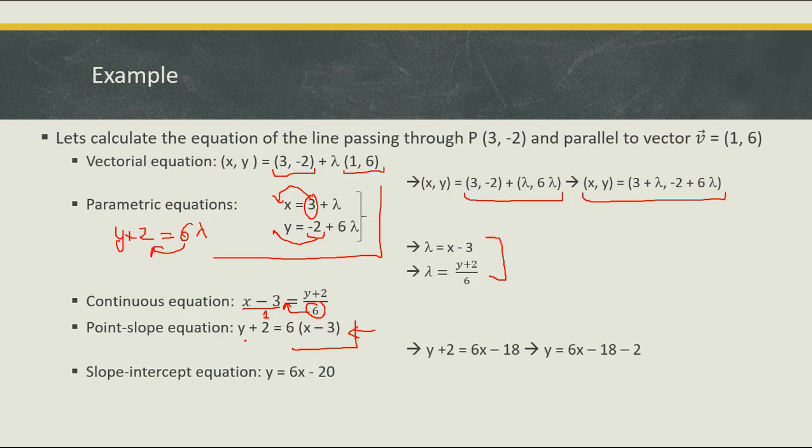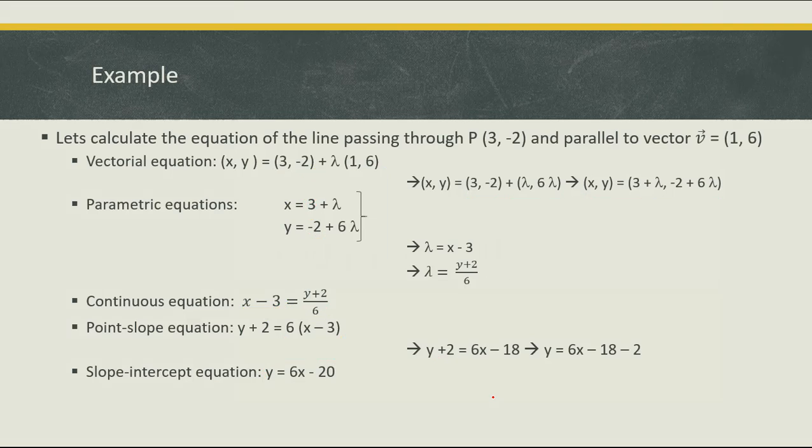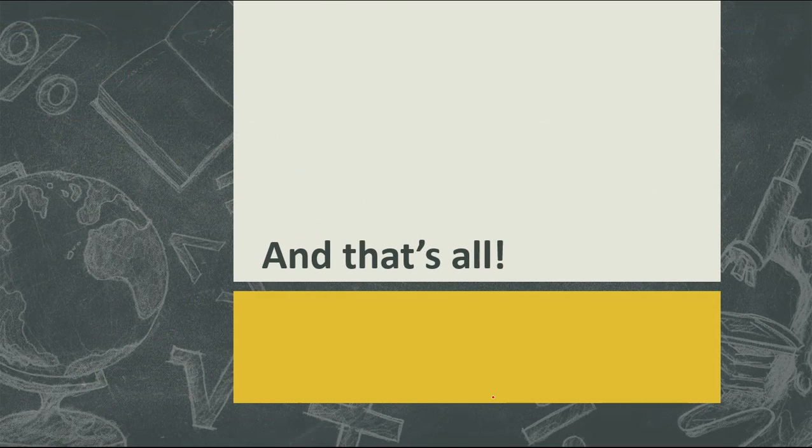But if I want to arrive at the last type of equation, I start by multiplying this bracket: y plus 2 equals 6x minus 18. And this 2 here is adding, so I send it to the other side subtracting, and y equals 6x minus 18 minus 2. So finally, I arrive at the slope-intercept equation, y equals 6x minus 20. And that's all. Now you have to practice and do the exercises I tell you.